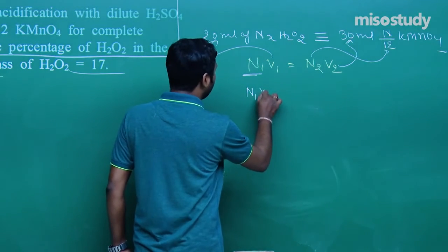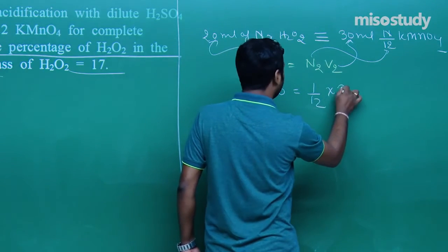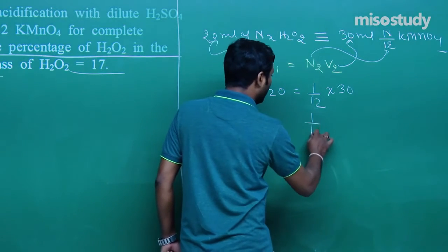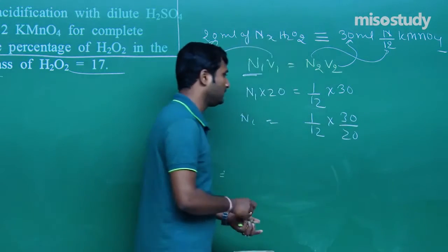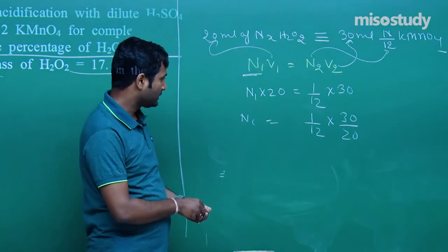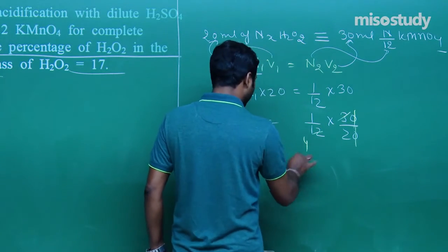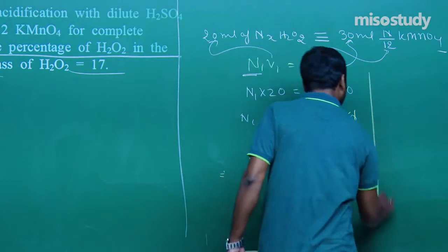Now put the value. N1 multiplied by 20 is equal to 1 upon 12 multiplied by 30. N1 is equal to 1 upon 12 multiplied by 30 divided by 20. Clear? Now check it out. This will cancel this one. 3, 4. That is N1 is equal to 1 upon 8. Yes sir. Now moving here.